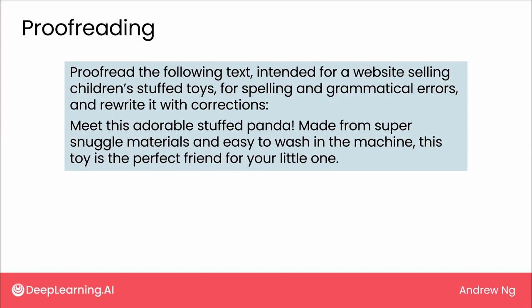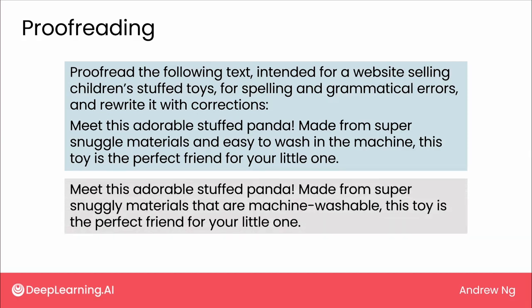Here's an example of a prompt that you could try. Proofread the following text. And I find that if you tell it what you want the text to be for, so here's text intended for a website selling children's stuffed toys, and sometimes I'll ask it to check for spelling and grammatical errors as well as awkward sentences, and then have it rewrite it with corrections. And this is a piece of text with some errors, and the output of the large language model fixes that "snuggle" was misspelled, and it fixes this little piece of grammar over here.